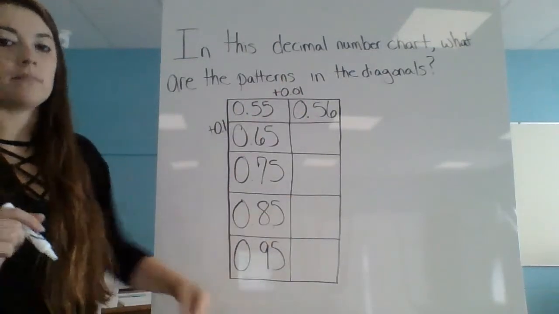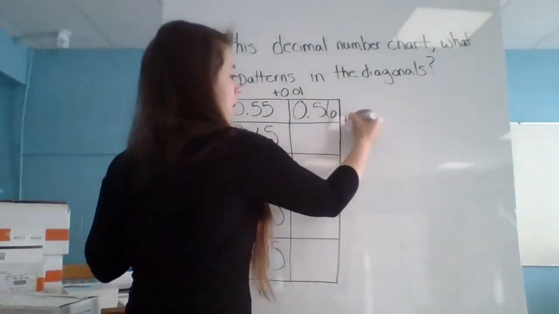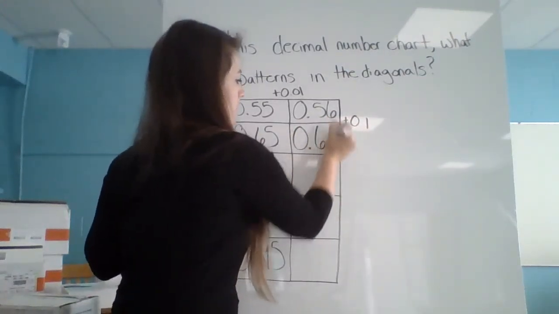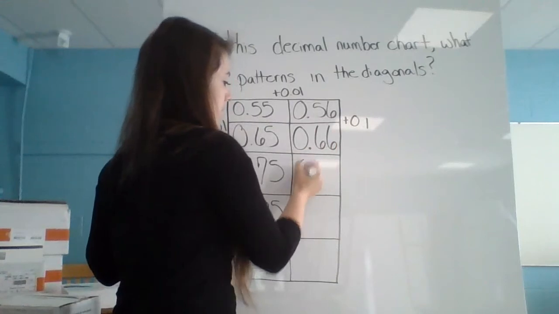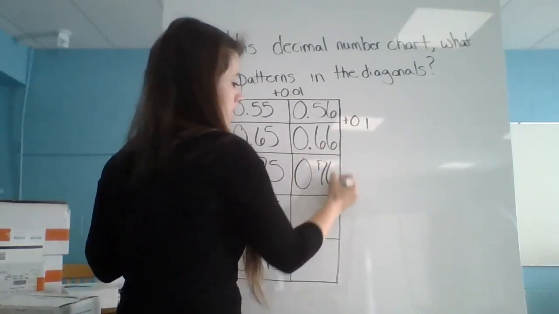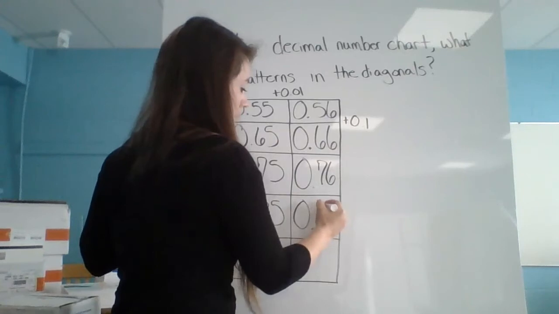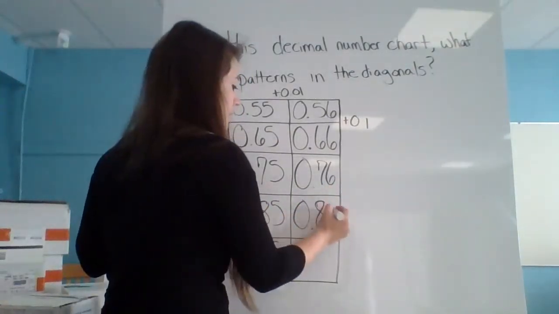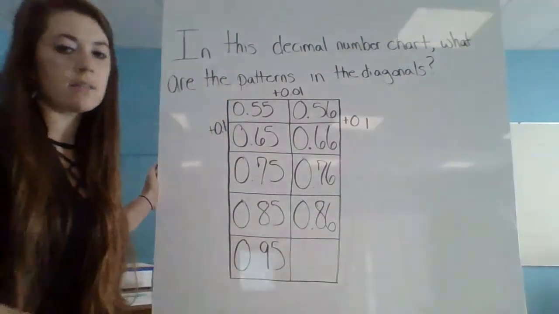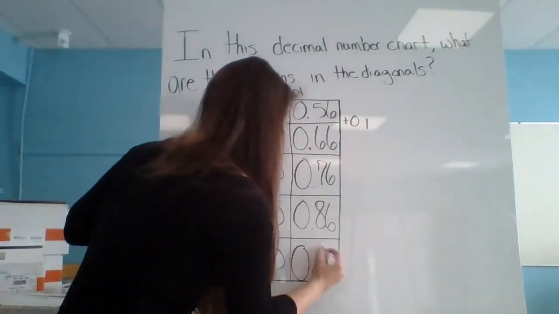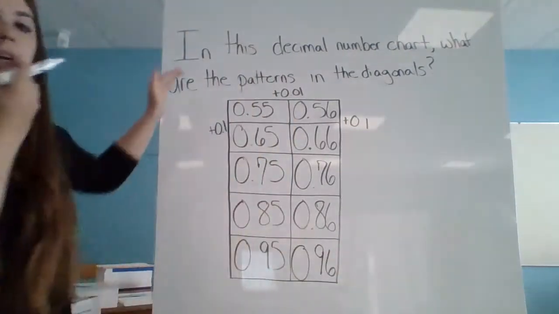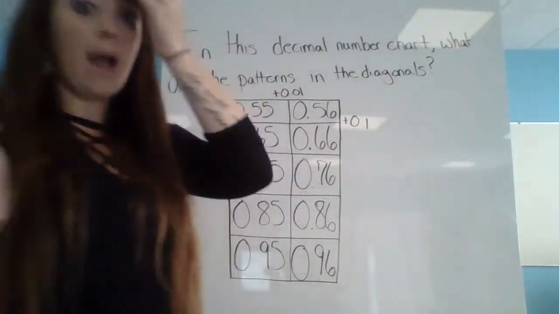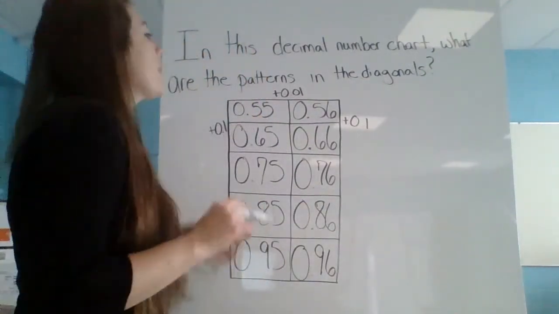Now we look at the second column. So add a 10th to our 56 hundredths. We get 66 hundredths. Add a 10th to 66, and we get 76. Add a 10th to 76, and we get 86. And add a 10th to 86, and we get 96. So remember, down the columns we add a 10th, across the rows, going to the right, we add a 100th. Now, let's look at these diagonals.